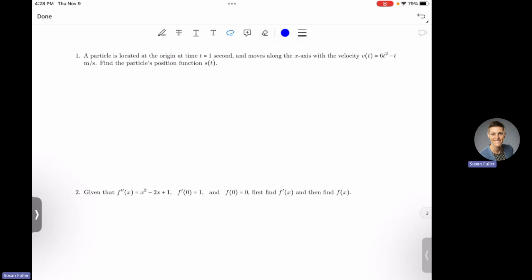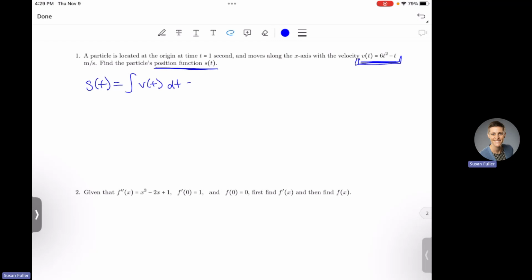So a particle is located at the origin at time t equals 1 second and moves along the x-axis with a velocity v of t equals 6t squared minus t meters per second. Find the particle's position function s of t. Okay, so I want s of t, position. What I have is velocity, v of t. How do we get position from velocity? Well, because velocity is the derivative of position, that means that position is the antiderivative of velocity.